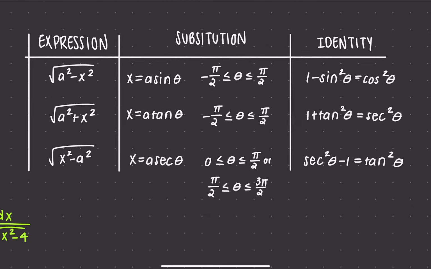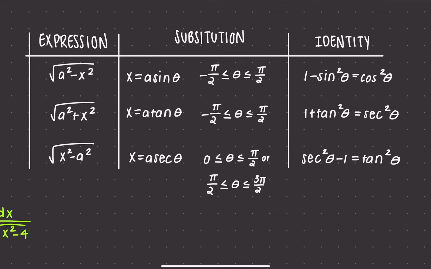So let's look at this table here. This table tells us that if you have this expression, you're going to use this for your substitution. If you have this expression, then you're going to assign x as this substitution, and if you have this expression in your denominator, then you're going to assign x as this substitution.